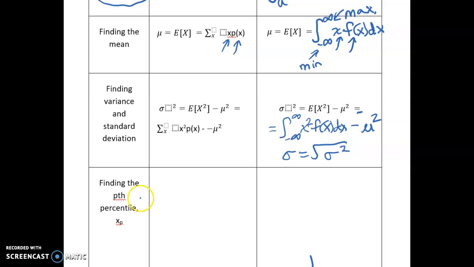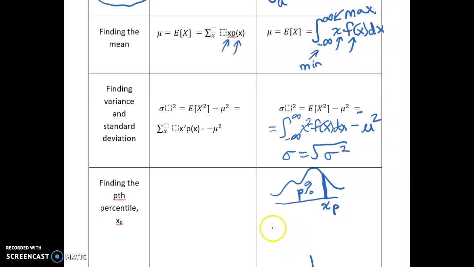We didn't talk about the pth percentile earlier, but now we're going to. If we want to find the pth percentile for a continuous distribution, what I want to know is what this value is, and we're just calling it x subscript p, so that the area up to this value here is p, like p%.